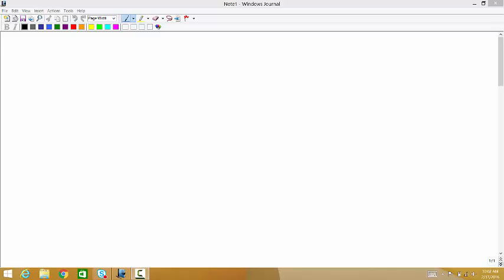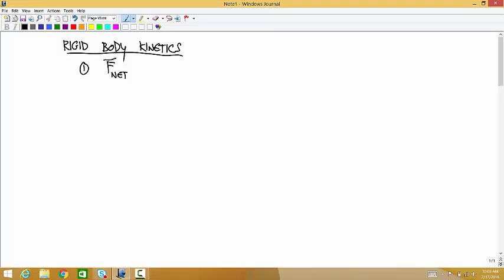So last time I introduced the start of rigid body kinetics, and in rigid body kinetics we know these things. We know first that the net external force on a rigid body is equal to the mass of the rigid body times the acceleration of its center of mass.